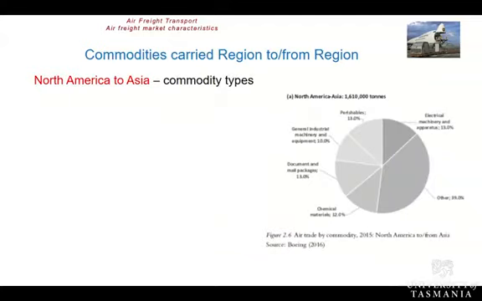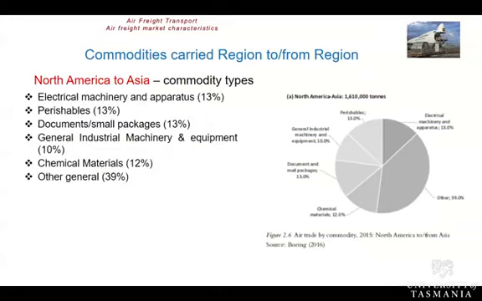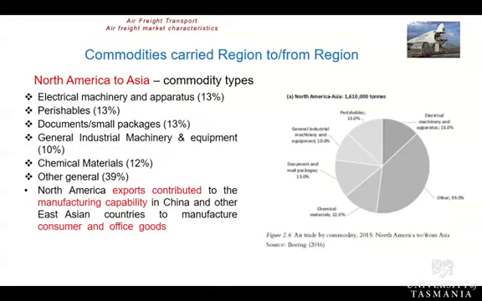If we look at the types of goods going from North America to Asia, I suppose what stands out there, there's a significant amount of electrical machinery and general industrial machinery. So over 20%. So what we're saying there is that there are a lot of goods that go into the ability to have a manufacturing capability of finished goods.